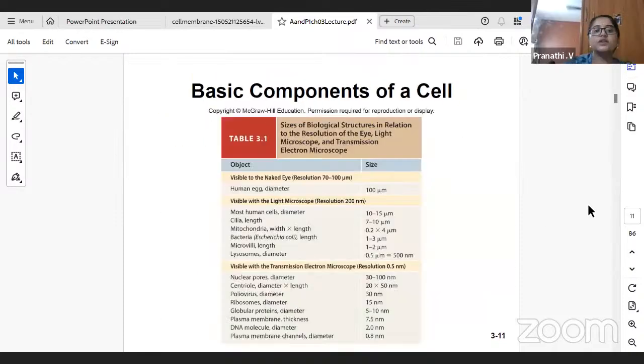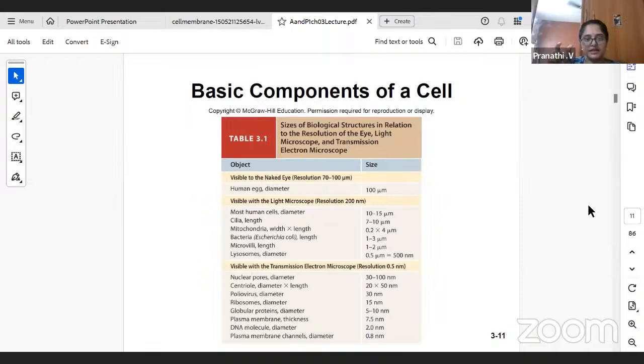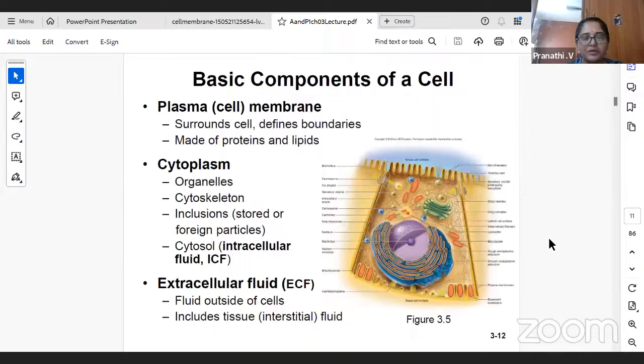So what can be seen through the naked eye? As I told you, the human egg, and then with the light microscope, having a resolution of 200 nanometers, you can see the cilia, the mitochondria and the bacteria, and with a much finer resolution, that is 0.5 nanometers, you're going to see the nuclear pores that are present, because the nucleolus has a nuclear pore in the middle connecting between them basically. The centrioles, these are the smallest of the points that are present. The ribosomes and the globular proteins, etc.